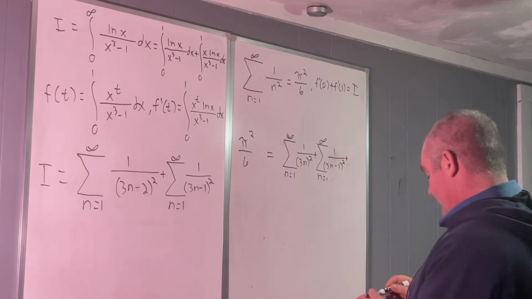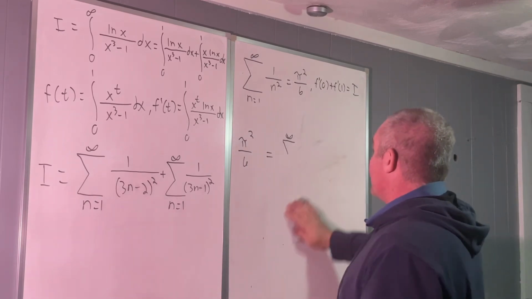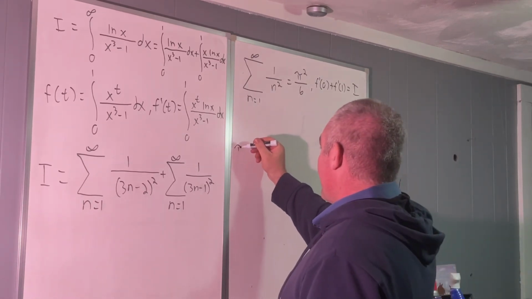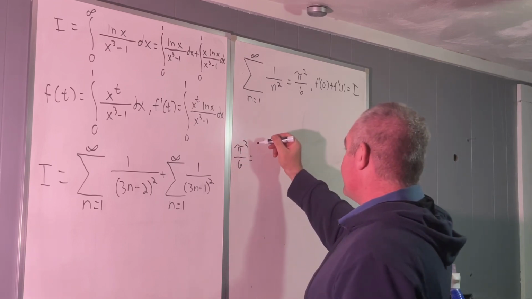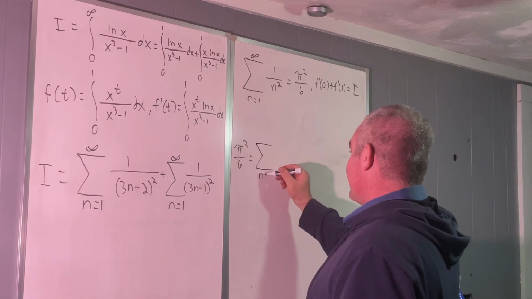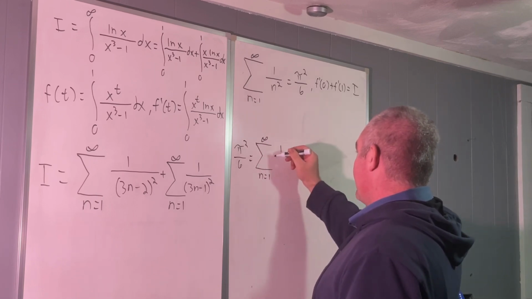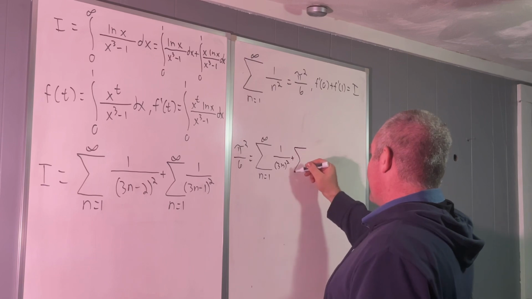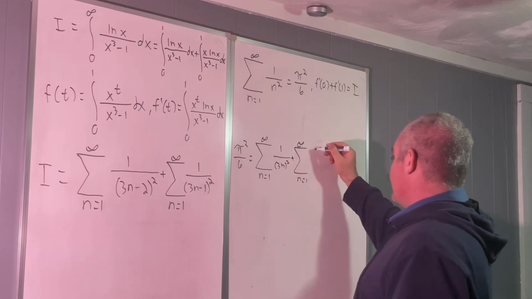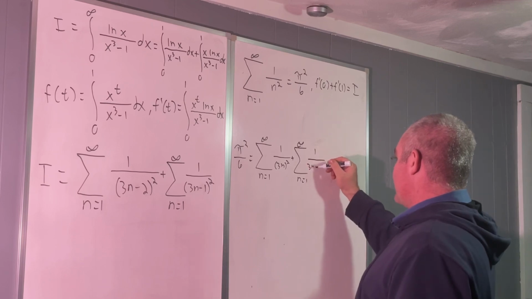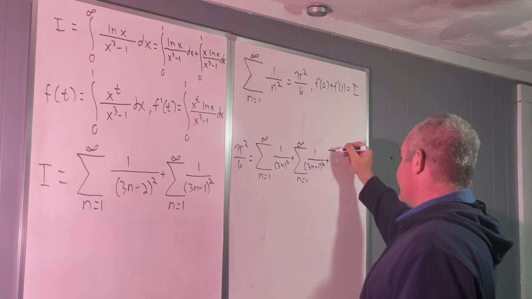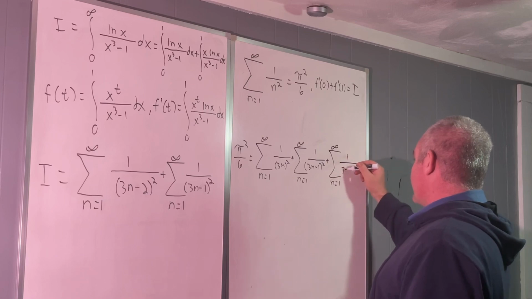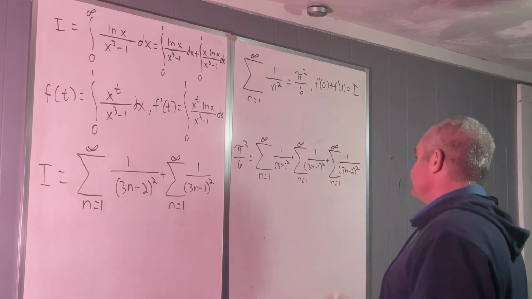plus, you know what, let me redo this. Okay, so we have pi squared over 6 being equal to the sum as n goes from 1 to infinity of 1 over 3n all squared plus the sum n equals 1 to infinity of 1 over 3n minus 1 all squared plus the sum as n goes from 1 to infinity of 1 over 3n minus 2 all squared.